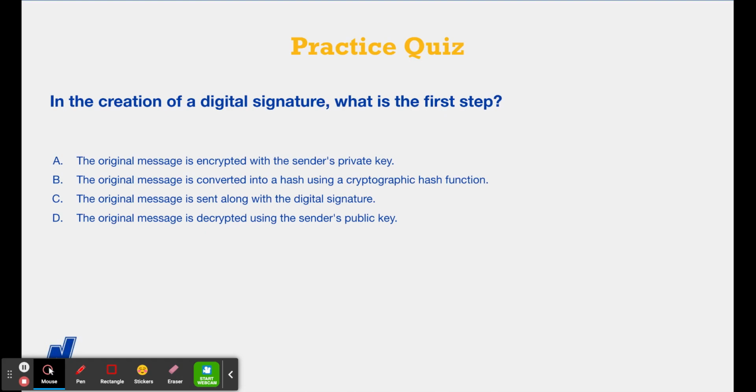In the creation of a digital signature, what is the first step? Take a moment, think about it. The correct answer here is B. The original message is converted into a hash using a cryptographic hash function. The first step in creating a digital signature is to take the original message and convert it into a hash. This is done by using a cryptographic hash function. As mentioned before, this results in a hash of fixed size that is unique to each unique message. Even a small change in the original message will produce a significantly different hash. So the answer for this one is B again.